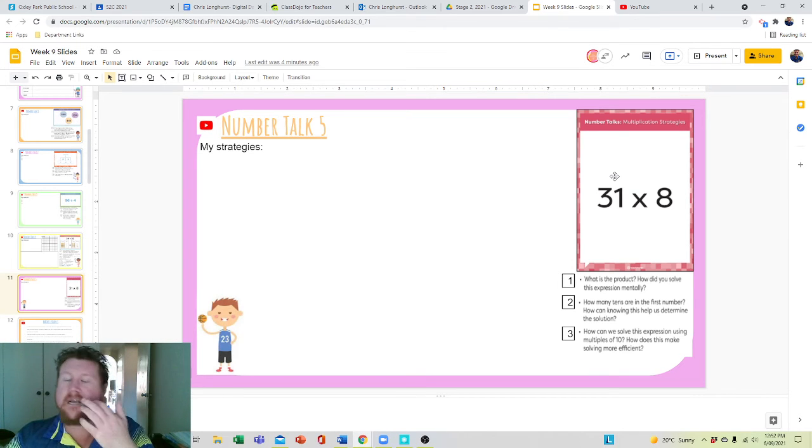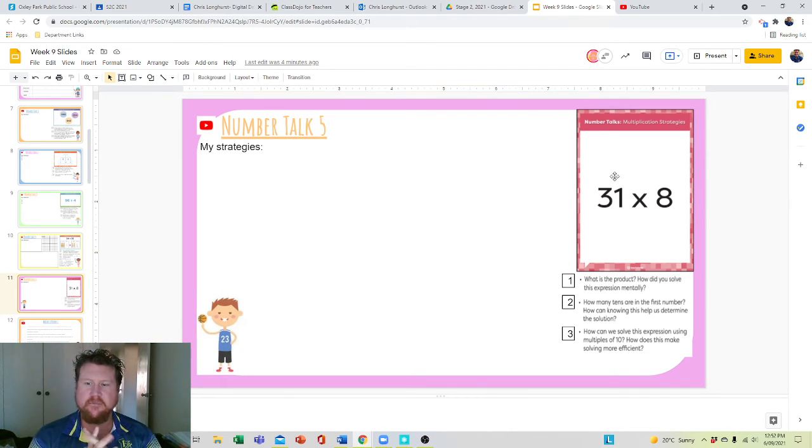Because we can break it, like I did with my mental strategy. I know the tens column, so I know it's going to have a 0 at the end. So 3 of them, 3 in the tens column. 3 times 8, 24. I just added the extra 0 because it's in the tens column. So that's how you can determine it that way. You can figure out that solution that way.